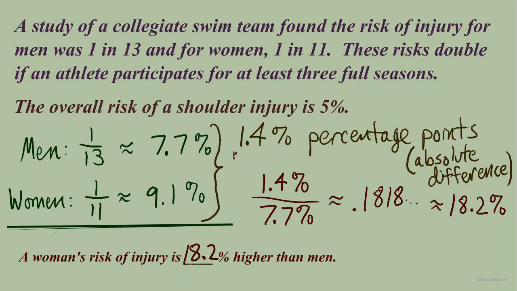Because although the difference is just 1.4%, compare that to what the risk for men is already, it's just 7.7%. So a 1.4 percentage point increase is a pretty significant part of what it already is. It's actually 18.2% of the current risk. So the statement of what percent higher needs to be a relative difference calculated this way. The absolute difference of 1.4 percentage points, and in this sentence, compared to the risk for men.